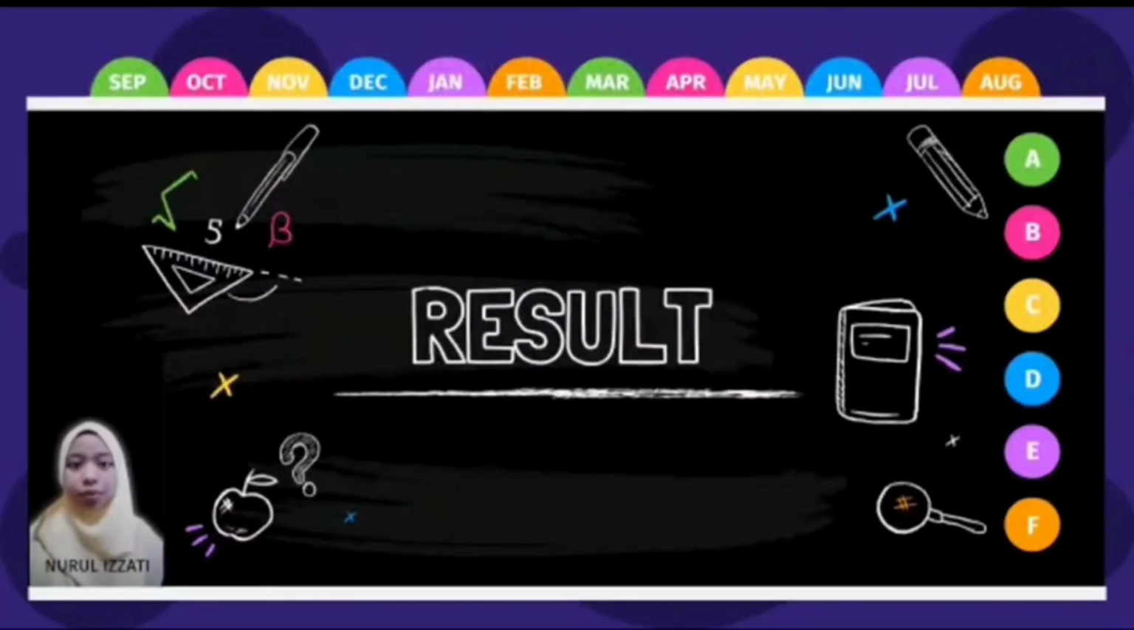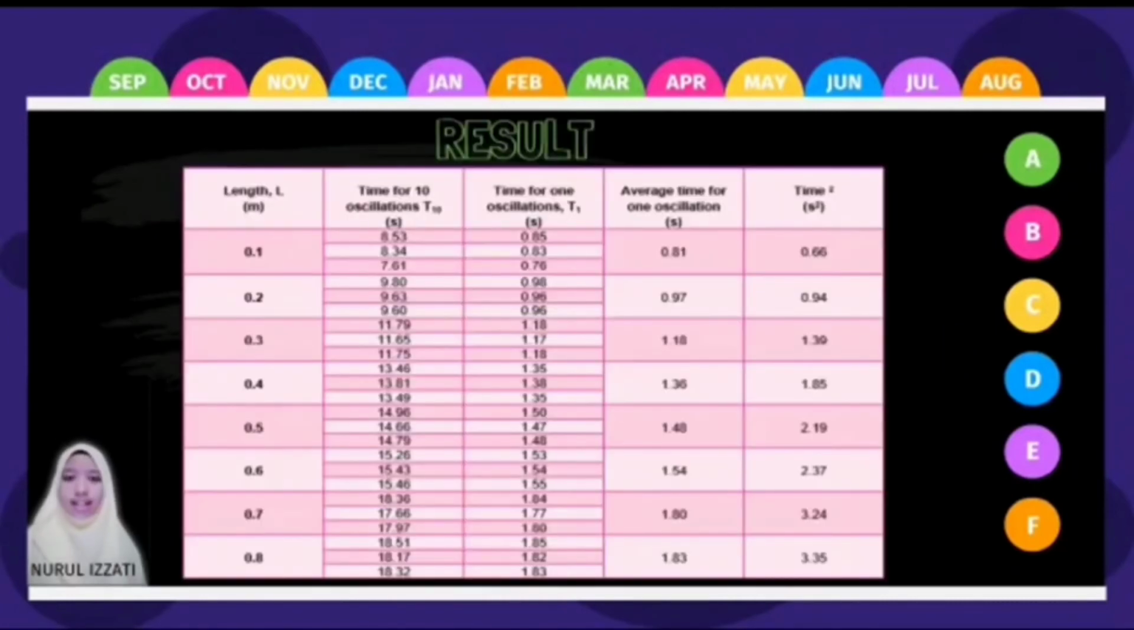Next are the results for this experiment. This is the table for the result. For length 0.1 meter, the average time for 1 oscillation is 0.81 seconds. Time squared is 0.66 seconds squared. For 0.2 meter, the average time is 0.97 seconds, and time squared is 0.94 seconds squared.